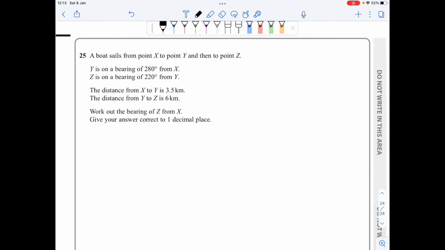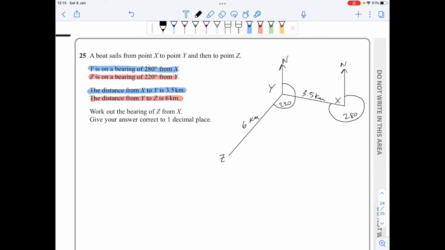For question 25, I'll need to draw a rough sketch of the situation. Now, y is on a bearing of 280 from x and at a distance of 3.5 kilometers. Z is on a bearing of 220 from y at a distance of 6 kilometers. And we need to find the bearing of z from x, which is this angle here.